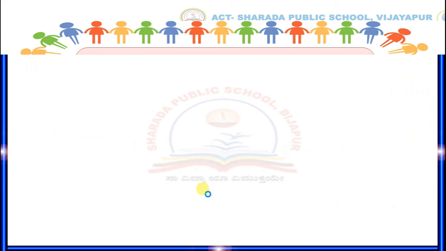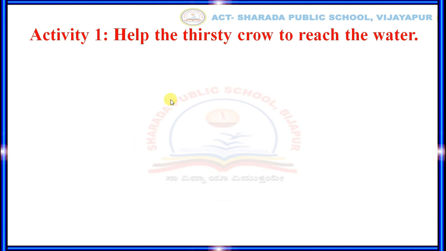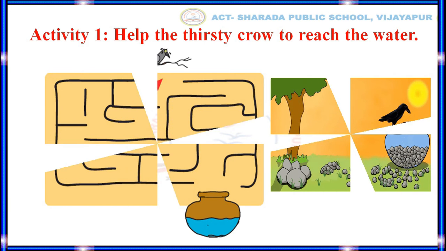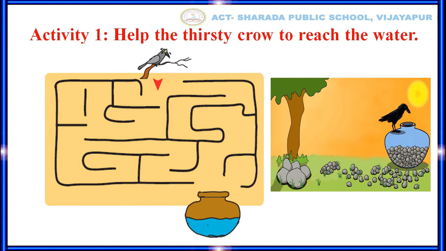Let us start with activity number 1. Help the thirsty crow to reach the water. Children, observe the given picture and help the thirsty crow to reach the water by drawing line using crayons towards the water pot using logical thinking.